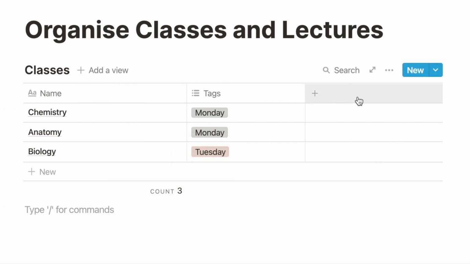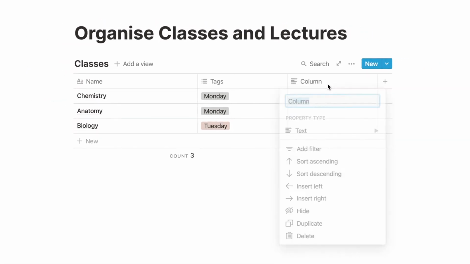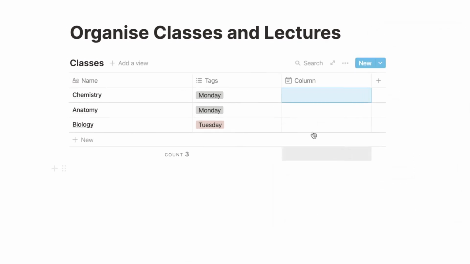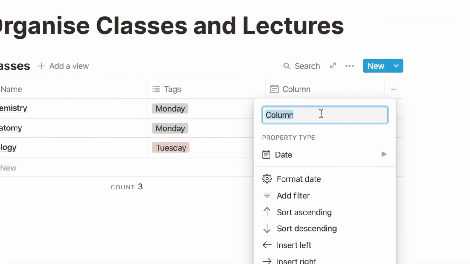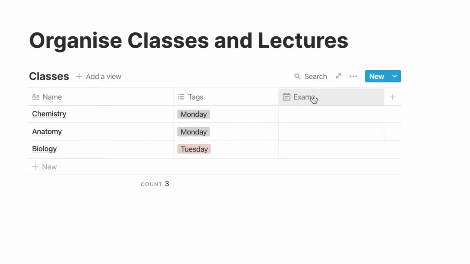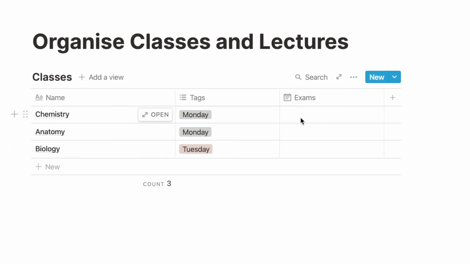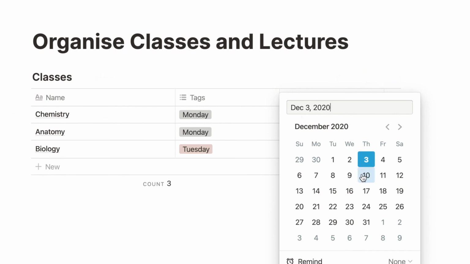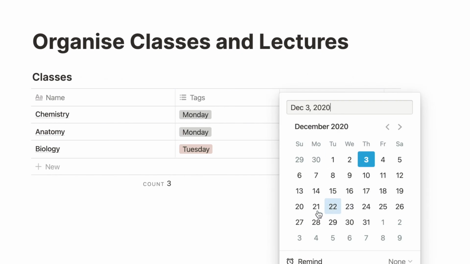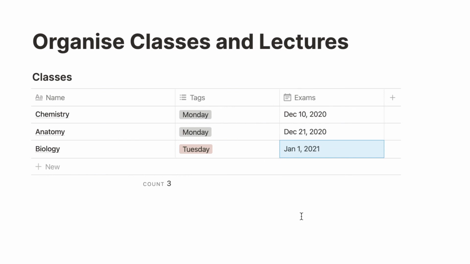Now that I know when my classes are going to be, I'm going to create a new column by selecting add. I'm going to change the type to a date. And now I'm actually going to change the name of this into exam, because this column is going to list when my exams will be. So let's say my exam for chemistry is next week. Then I can create this date for December the 10th. And I can do the same for anatomy. So let's say it's on the 21st. And let's say this biology is in January. So now at a glance, I know when the exams will be.